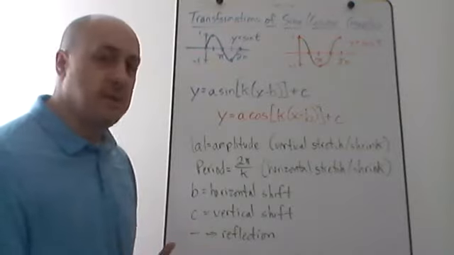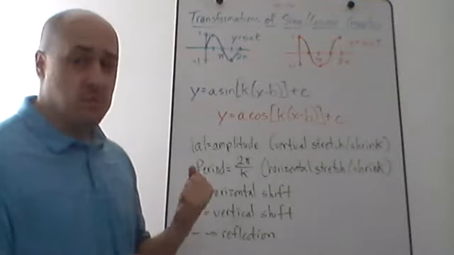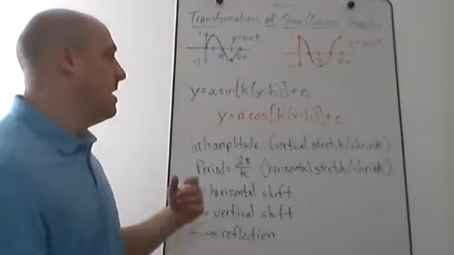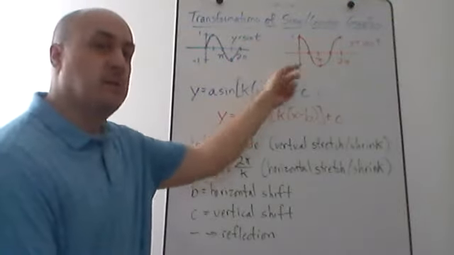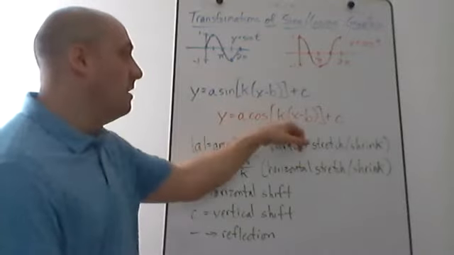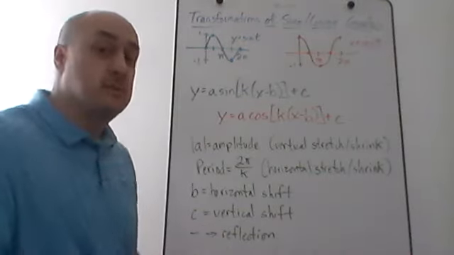The rules for the transformations are the same no matter whether you have a sine or a cosine. It's just that you're starting from a slightly different parent function. These are like the parent functions here, and then these are going to be the rules for how to do the transformations of those graphs.